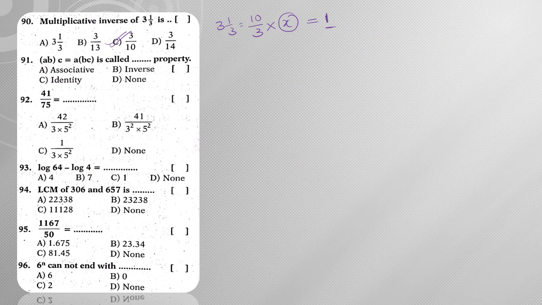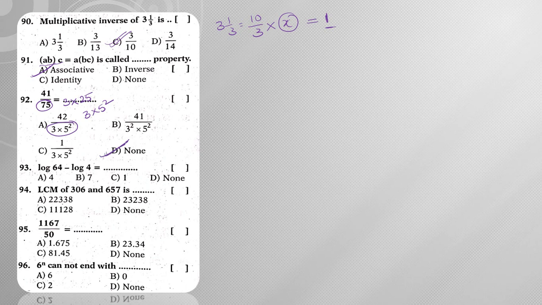Right. Next, A into B into C is equal to A into B into C. So whenever you are having three things, then it is the associative law or associative property. Next, 41 by 75. So how can I write it? 75 means 3 into 25, and 3 into 25 I can write as 3 into 5 square. So I am having 3 into 5 square here, but the numerator has changed, hence the option is Delhi.